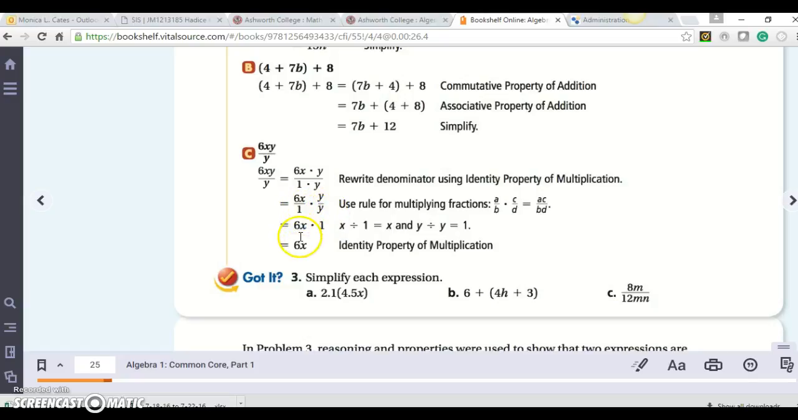So 6x over 1 is just 6x. Y over y is 1. So 6x times 1, using the identity property of multiplication, is just 6x.